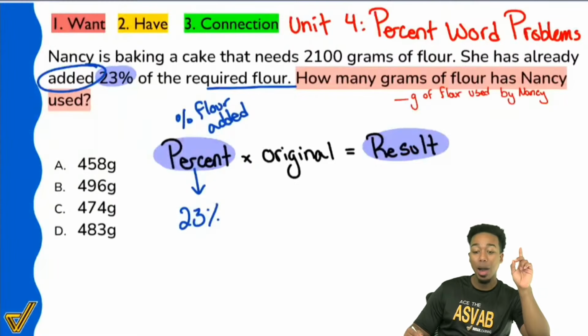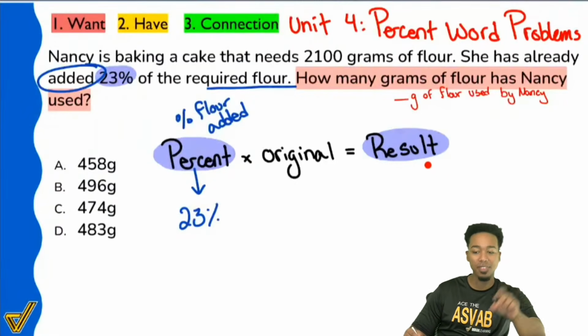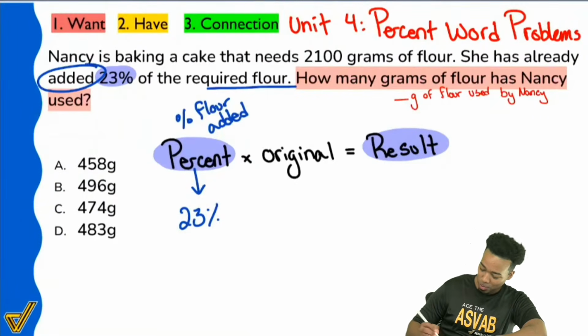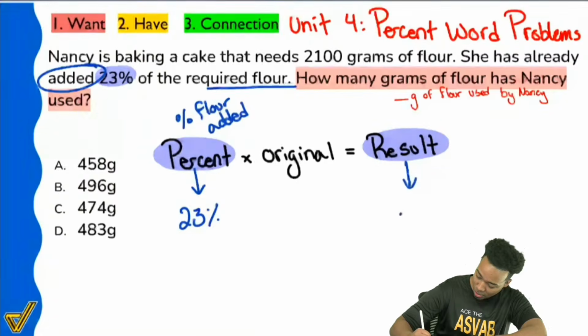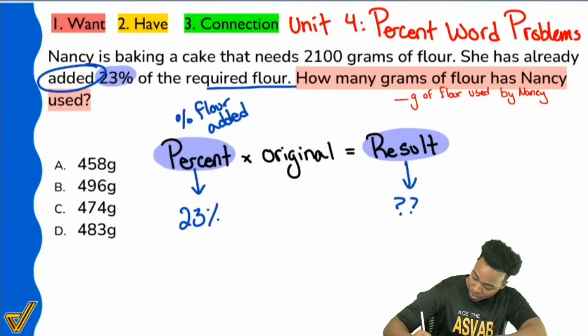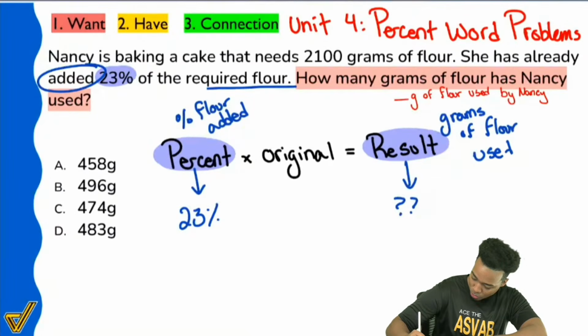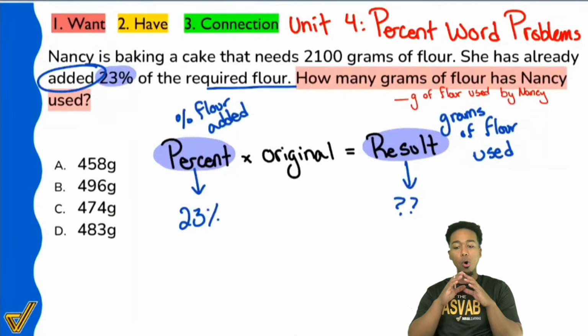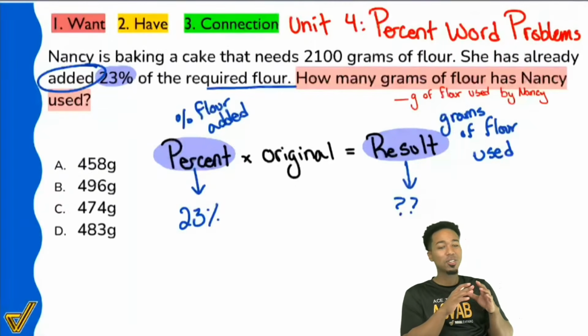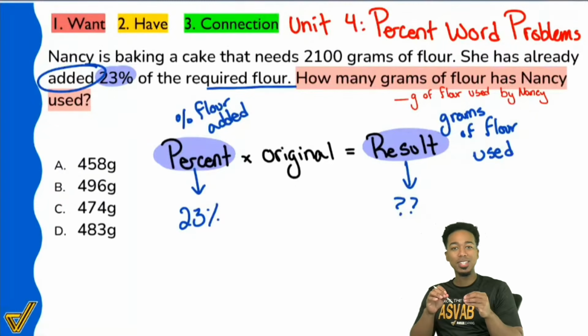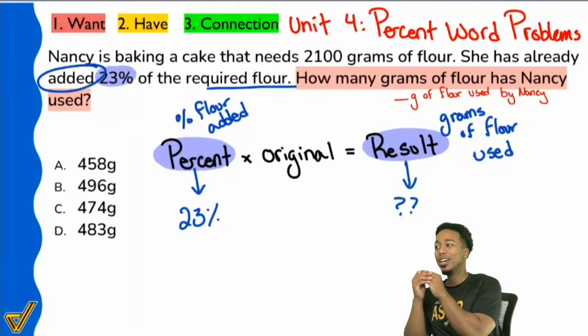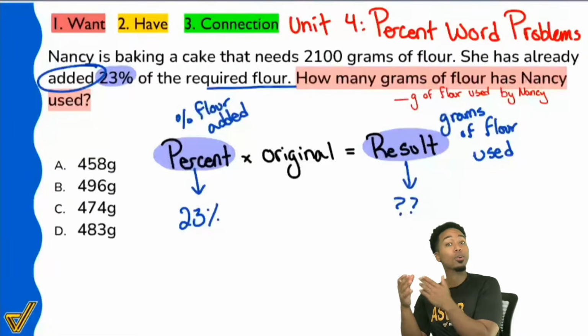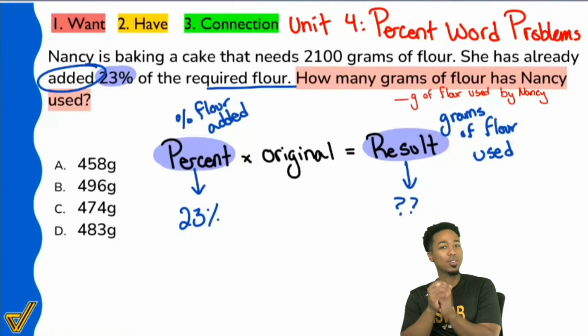Right. The amount, the grams of flour used. This would be the grams, whatever this is. I don't know, but this would be the grams of flour used. I'm trying to be so clear on this for the simple reason that if you have this formula down, a lot of the percent problems that you thought were confusing before are going to be very straightforward.